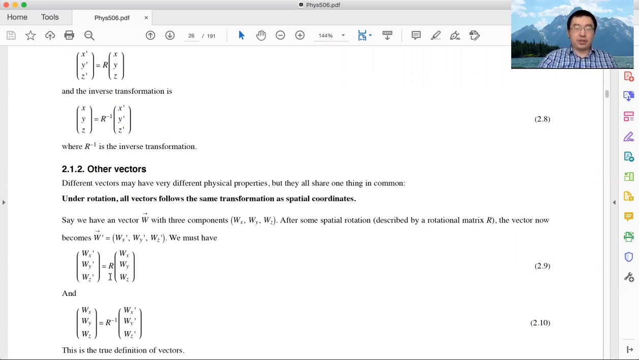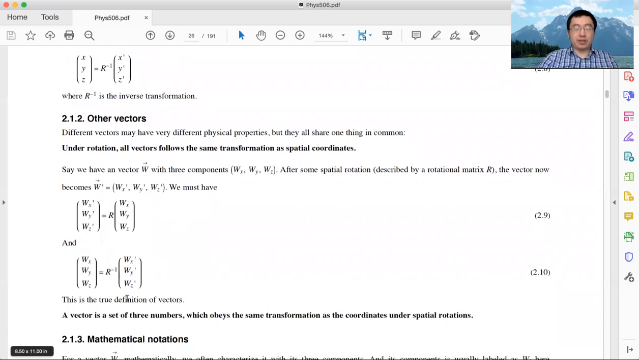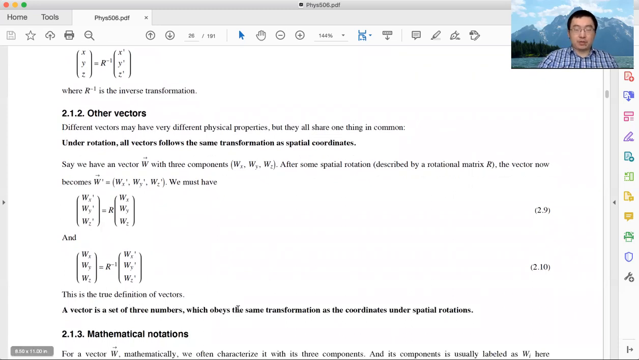The inverse transformation is the inverse of the R matrix. The bottom line: in physics, the definition of a vector is very specific. We require the three components of this object to rotate exactly the same as x, y, z, the three components of my location, my coordinate. If an object rotates in the same way as my coordinate, I call it a vector. That's a definition of a 3D vector. So for a 3D vector, the most important property is its response to rotation. It needs to rotate the same way as coordinates.